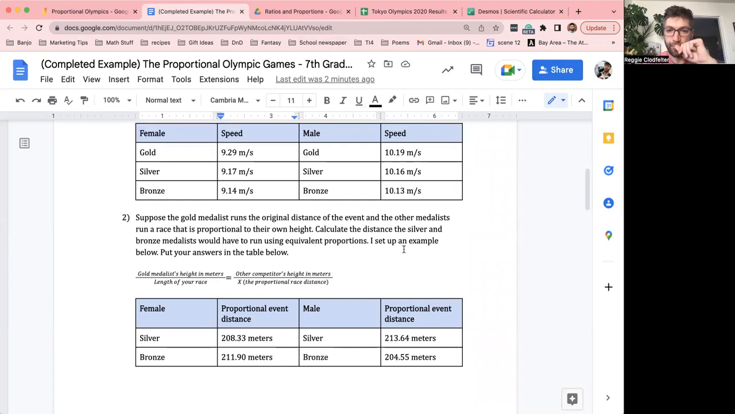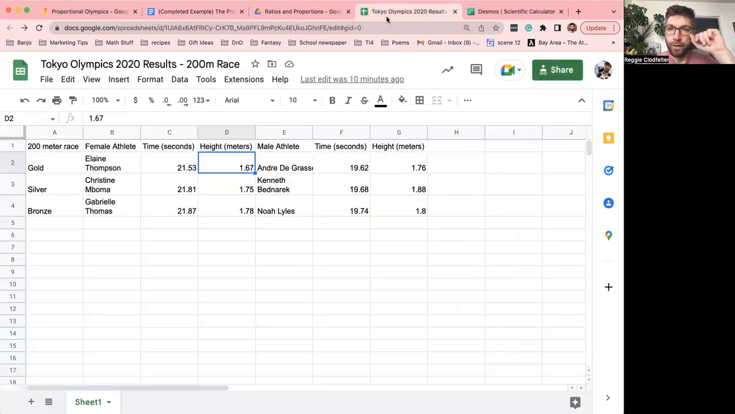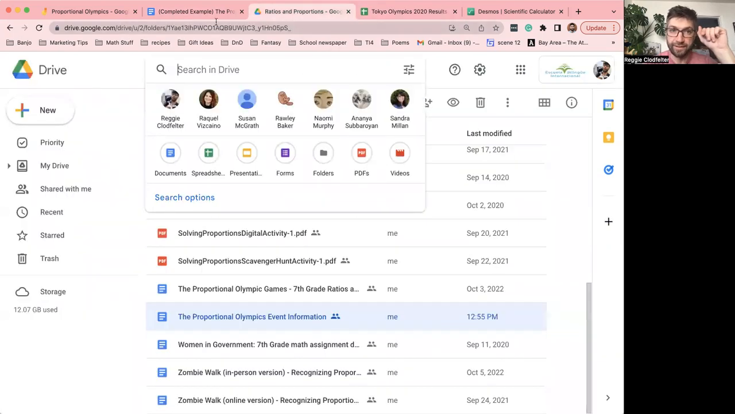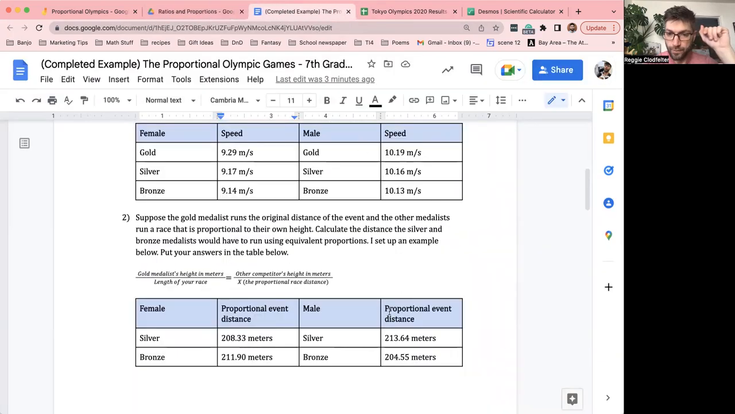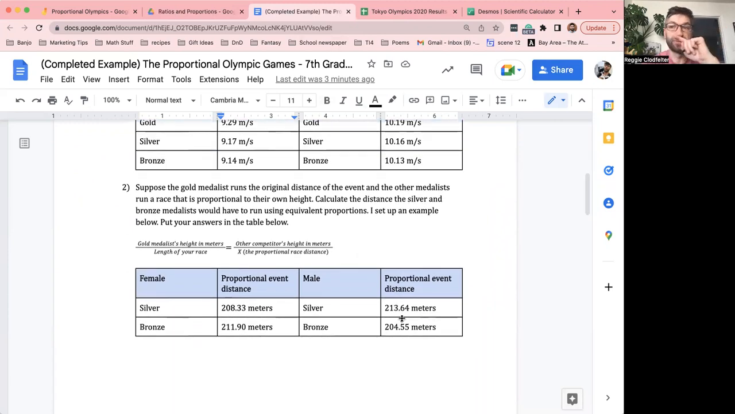And then we did the same for the men's division. Andre De Grasse was the gold medalist winner, and we compared the silver and bronze medalists' heights to his to find their proportional race distance, which was these two numbers, which are also longer than 200 meters because they were taller.